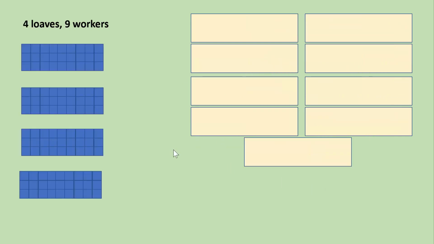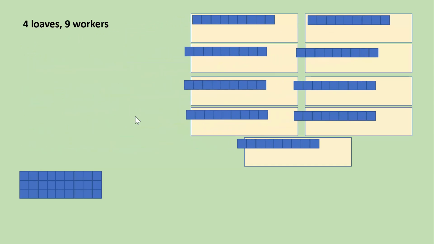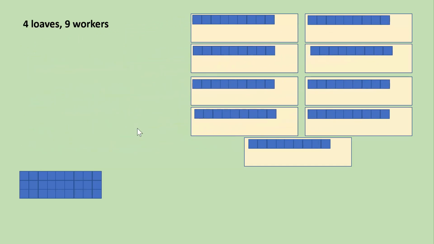Next one is 4 loaves and 9 workers. Clearly 4 times 2 is only 8. So once again, we're going to have to split into 3 parts. So we're going to have to give people thirds. So third and a third, and distribute everybody a third. And then the remaining loaf needs to be split into 9 parts. So that one is a third and a 9th, making 4/9.